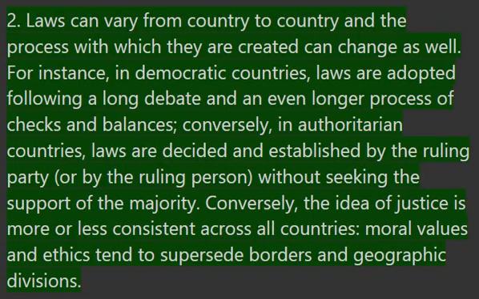change as well. For instance, in democratic countries, laws are adopted following a long debate and an even longer process of checks and balances. Conversely, in authoritarian countries, laws are decided and established by the ruling party, or by the ruling person, without seeking the support of the majority. Conversely, the idea of justice is more or less consistent across all countries. Moral values and ethics tend to supersede borders and geographic divisions.